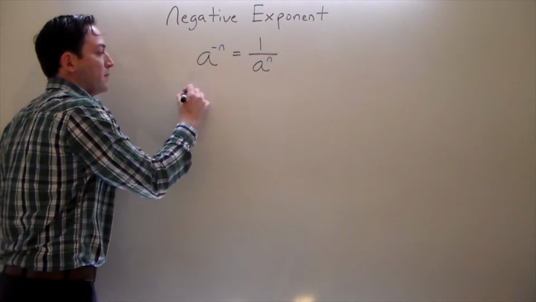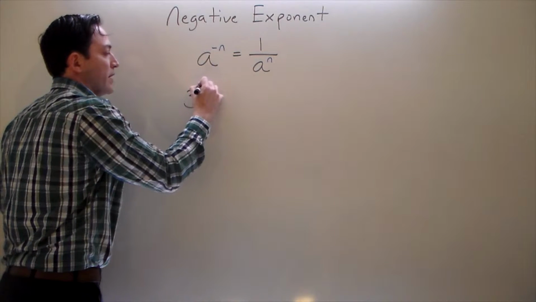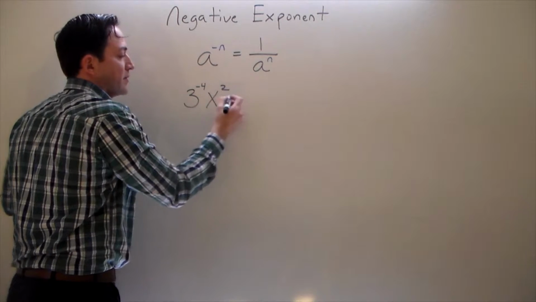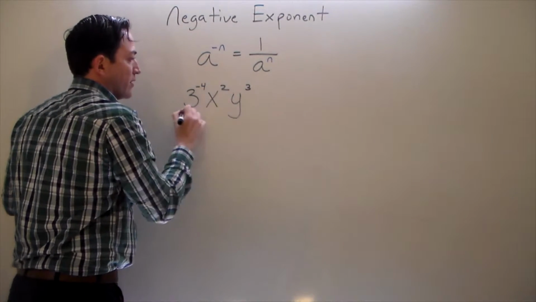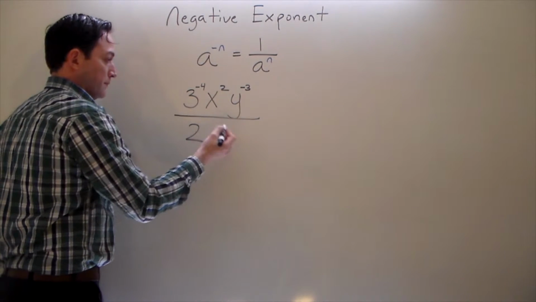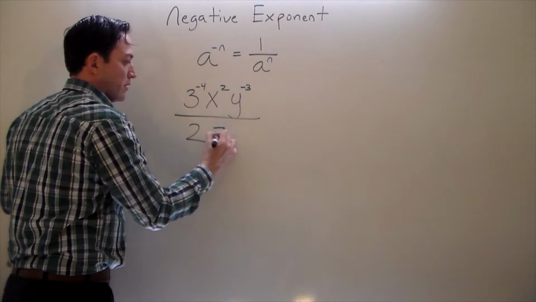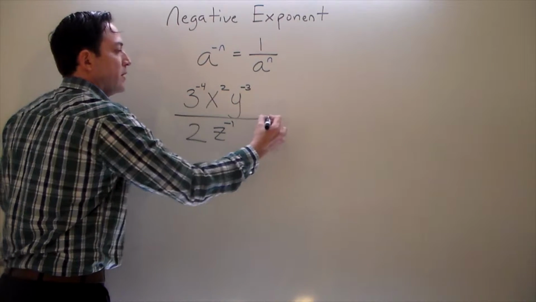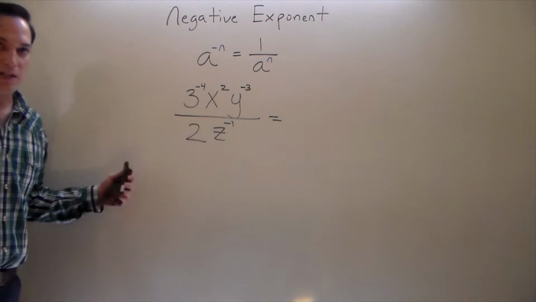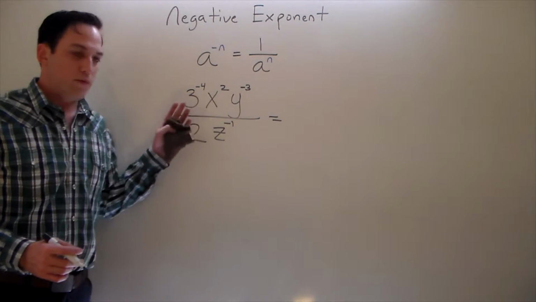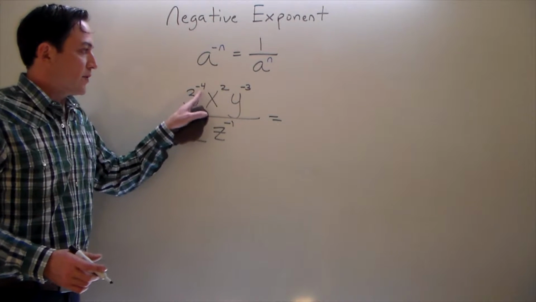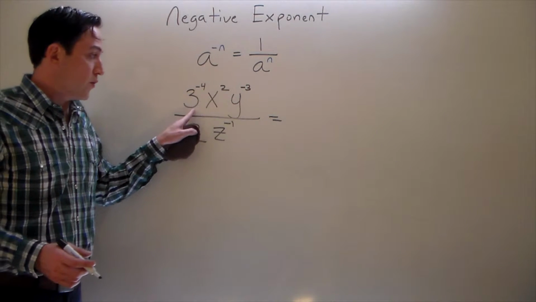So let's do one more. So what if I had 3 raised to the negative 4, times x squared, times y to the negative third, over 2 z raised to the negative 1. So right here, this problem looks difficult. If you were asked in your class to just get rid of all the negative exponents, it's not as difficult as you're making it out to be. So right here, let's just take it one variable or one base at a time.